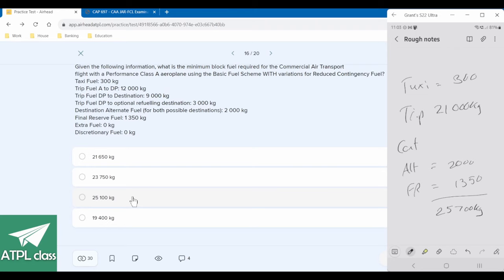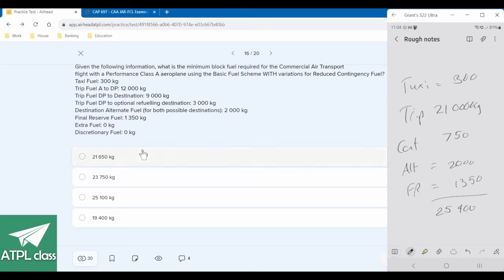But I think maybe we go from the trip fuel from A to the decision point to the refueling, and we take the contingency fuel for the lower, which would be 12,000 plus the 3,000. That's the lower of the two fuel values. So that's going to be 15,000 kilograms. And we'll take 5% of that, which gets us a contingency of 750. That might make a bit of a difference. So we'll add that up again: 300 plus 21,000 plus 750, the contingency option two, and then add 2,000 and 1350, and I get a new answer of 25,400. Is that any of them?